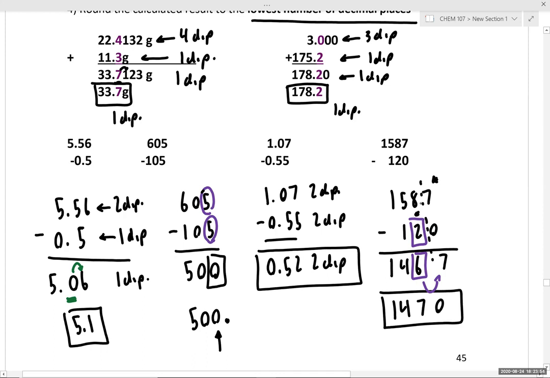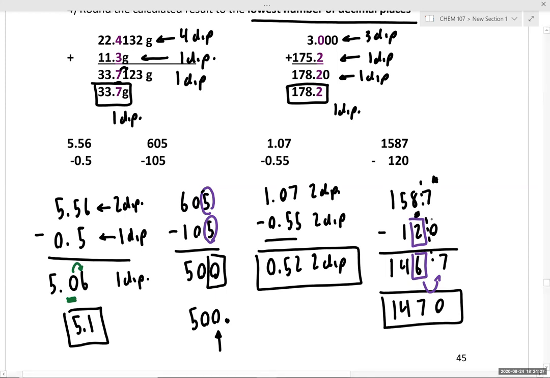So we then round to the largest place that contains the last reported significant digit. The tens place is larger than the ones place, so we're going to round to the tens place. We subtract our numbers, and then we round our final answer to the tens place, because 120 has its last reported significant digit in the tens place.